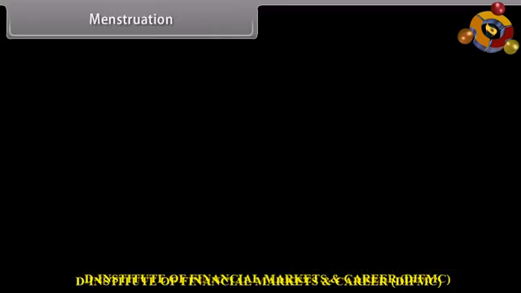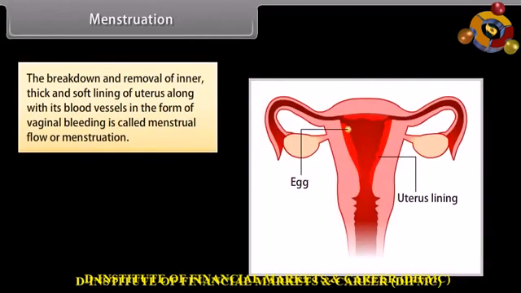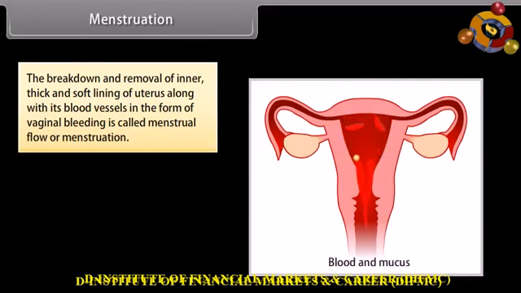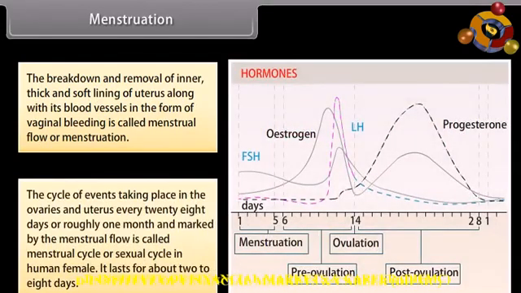Menstruation. The breakdown and removal of the inner, thick, and soft lining of the uterus along with its blood vessels in the form of vaginal bleeding is called menstrual flow or menstruation. The cycle of events taking place in the ovaries and uterus every 28 days, or roughly 1 month, and marked by the menstrual flow is called the menstrual cycle or sexual cycle in human females. The flow lasts for about 2 to 8 days.